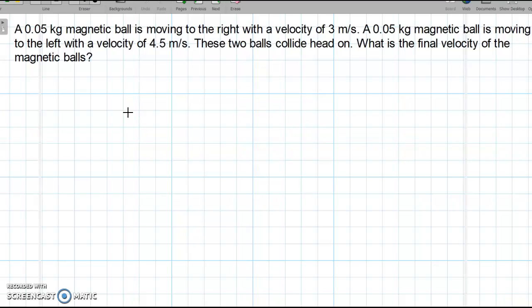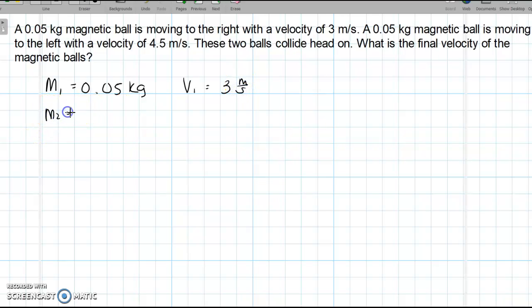So this is assuming that they are sticking together and then moving as one, and we want to know what the final velocity of these two magnetic balls that stick together is. Okay, so let's start by identifying what we have in the problem. M1 is equal to 0.05 kilograms, and it's moving to the right with a velocity of 3 meters per second. So V1 is equal to 3 meters per second.